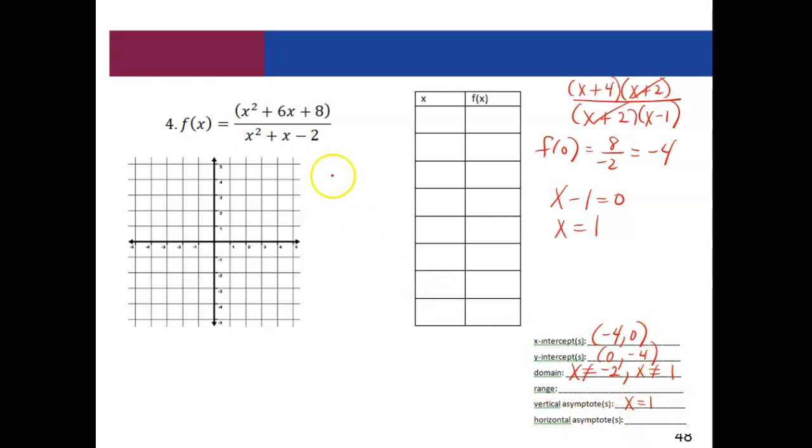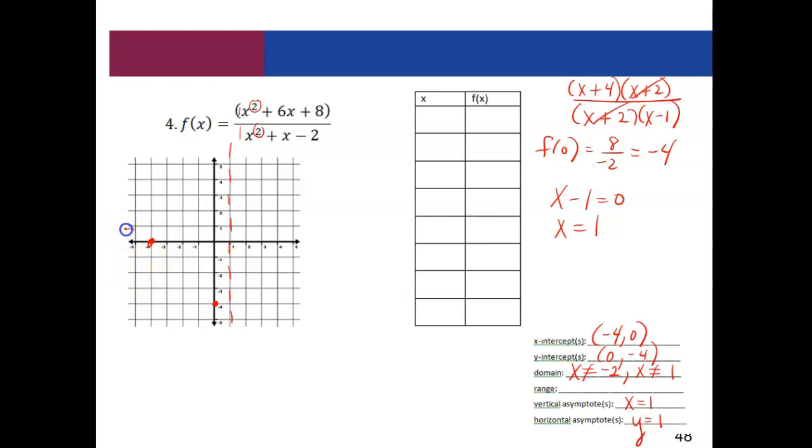The horizontal asymptote is going to be the same as it was before. These are the same degrees, so we look at the ratio here. So this is going to be y equals 1. So I'm going to put all this together. I've got -4, 0, and I've got 0, -4. I have a vertical asymptote at 1.